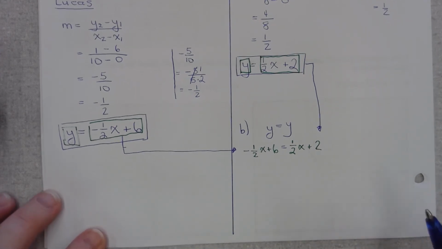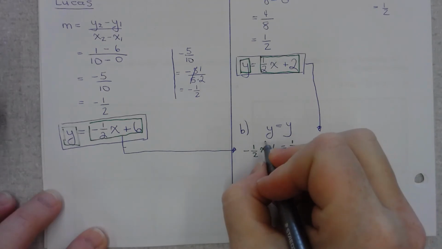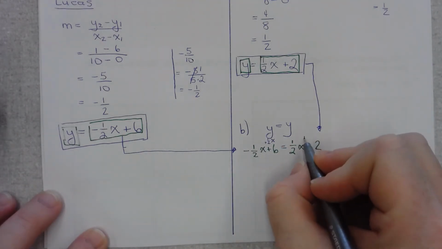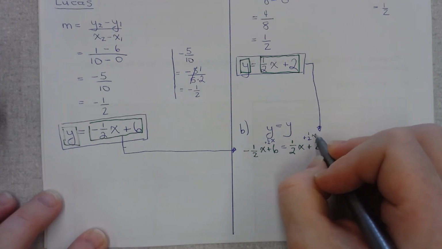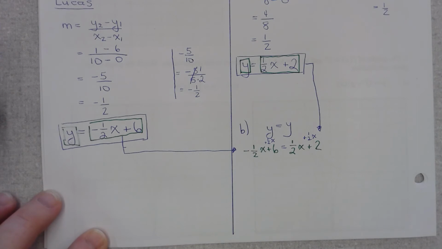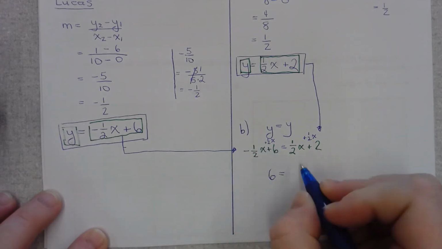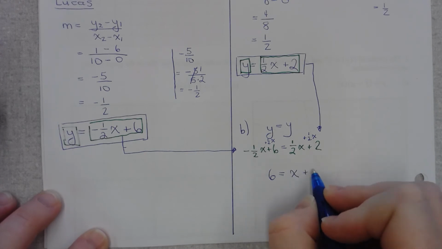So I'm going to get rid of the negative one because I personally don't like to work with negatives. So that means that I am going to add 1/2 x to both sides. So I'm going to add 1/2 x to that side, and I'm going to add 1/2 x to this side. Well, negative 1/2 x plus 1/2 x is 0, so I'm just left with 6, and 1/2 x plus 1/2 x is 1x, and then I have plus 2.